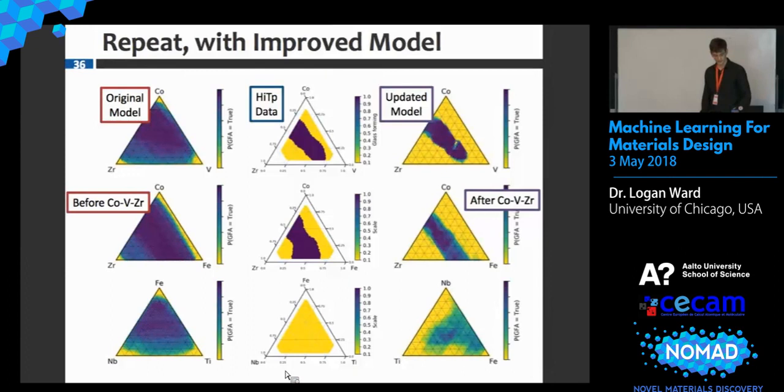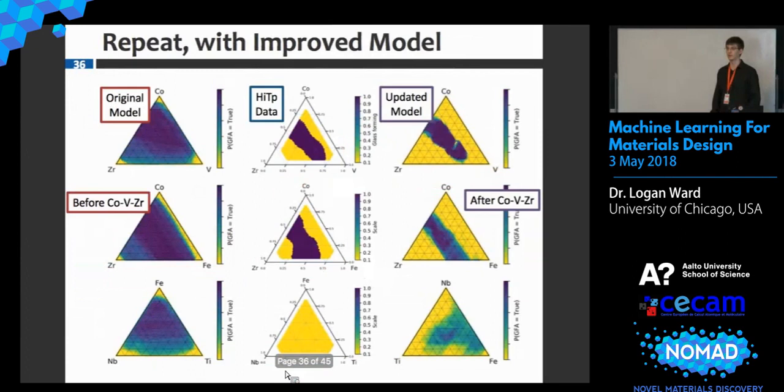Now, using this improved model, we actually find that it agrees with experimental data from other systems better. The charts on the left here are showing the machine learning model's predictions before we added copper-vanadium-zirconium, and then afterwards. And I'll note that for the copper-iron-zirconium system, we predict glass forming in the central band, which is different than what we were predicting before. And our likelihood of predicting glasses is reduced significantly in the niobium-iron-titanium system, which is actually in agreement with experimental measurements much better.